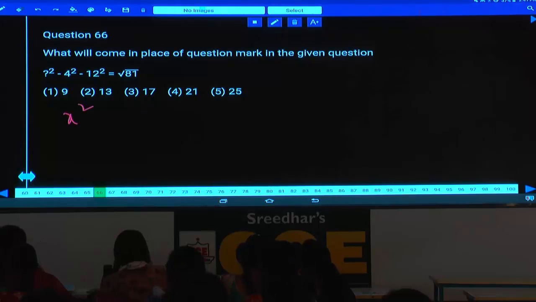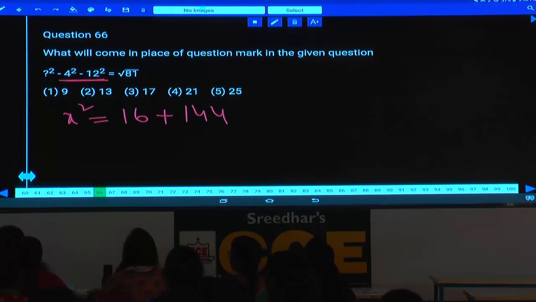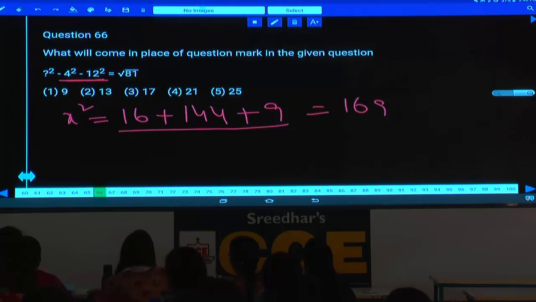x square. Take these values to the right hand side. 4 square is 16, 12 square is 144, and 9. 160 plus 9, 169, is 13 square.